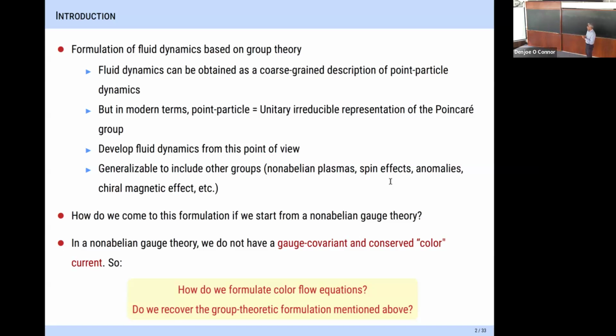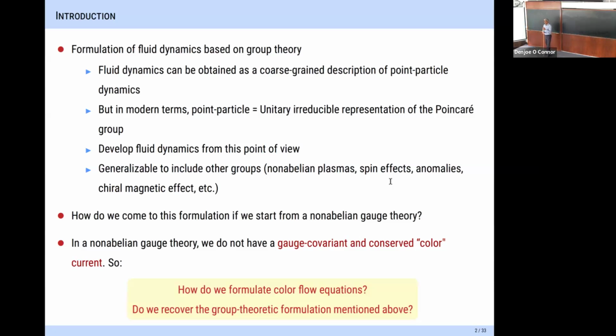And the advantage, of course, is that once you realize how fluid dynamics looks in terms of groups, we can generalize it to other groups, for example, things which apply to nonabelian plasmas. For nonabelian plasmas, I can discuss some spin effects, effects of quantum anomalies in fluid dynamics, things of that sort. And second question: this of course emphasizes the point particle nature of fluid dynamics. The constituents are point particles, and then you're generating a coarse grained description.